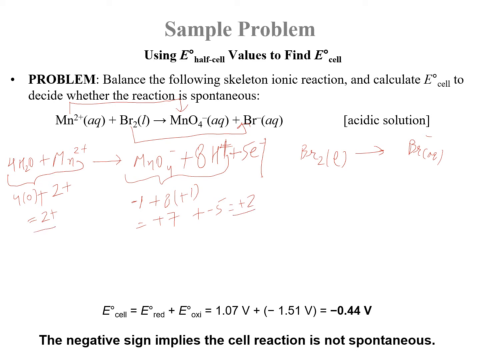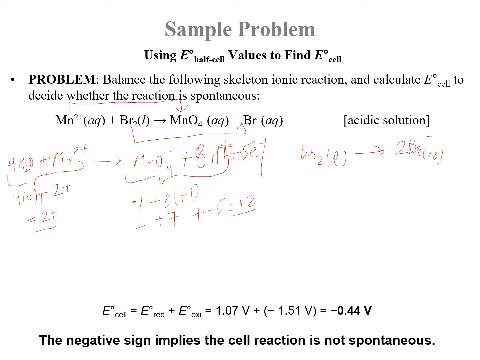Next, I balance the second reaction, which is Br2 to Br minus. First, let's balance all the elements other than oxygen and hydrogen. 2 Br here, so 2 Br here. Oxygen, I don't have. Hydrogen, I don't have. Charge is what I balance here.